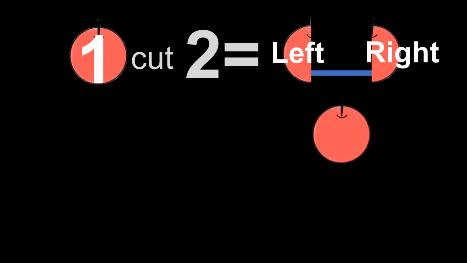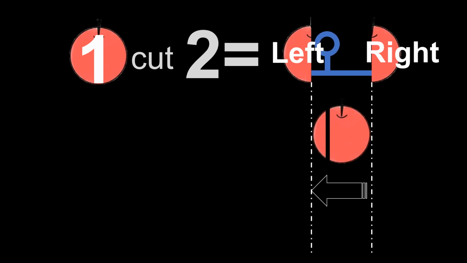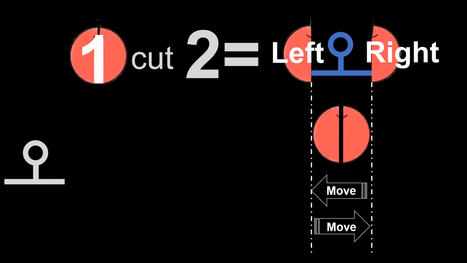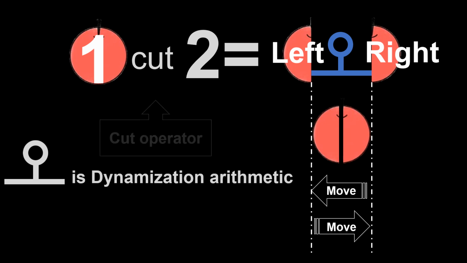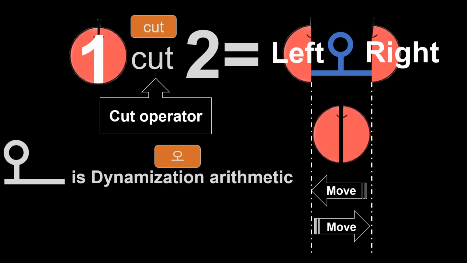Please imagine a line between left and right. Place a moving head on it. The head can move on the line, making a moving cut line. By moving the left to the right, it makes a function. In the other direction, another function. This symbol is dynamization arithmetic. Cut operator. The symbol that creates the concept is the cut.